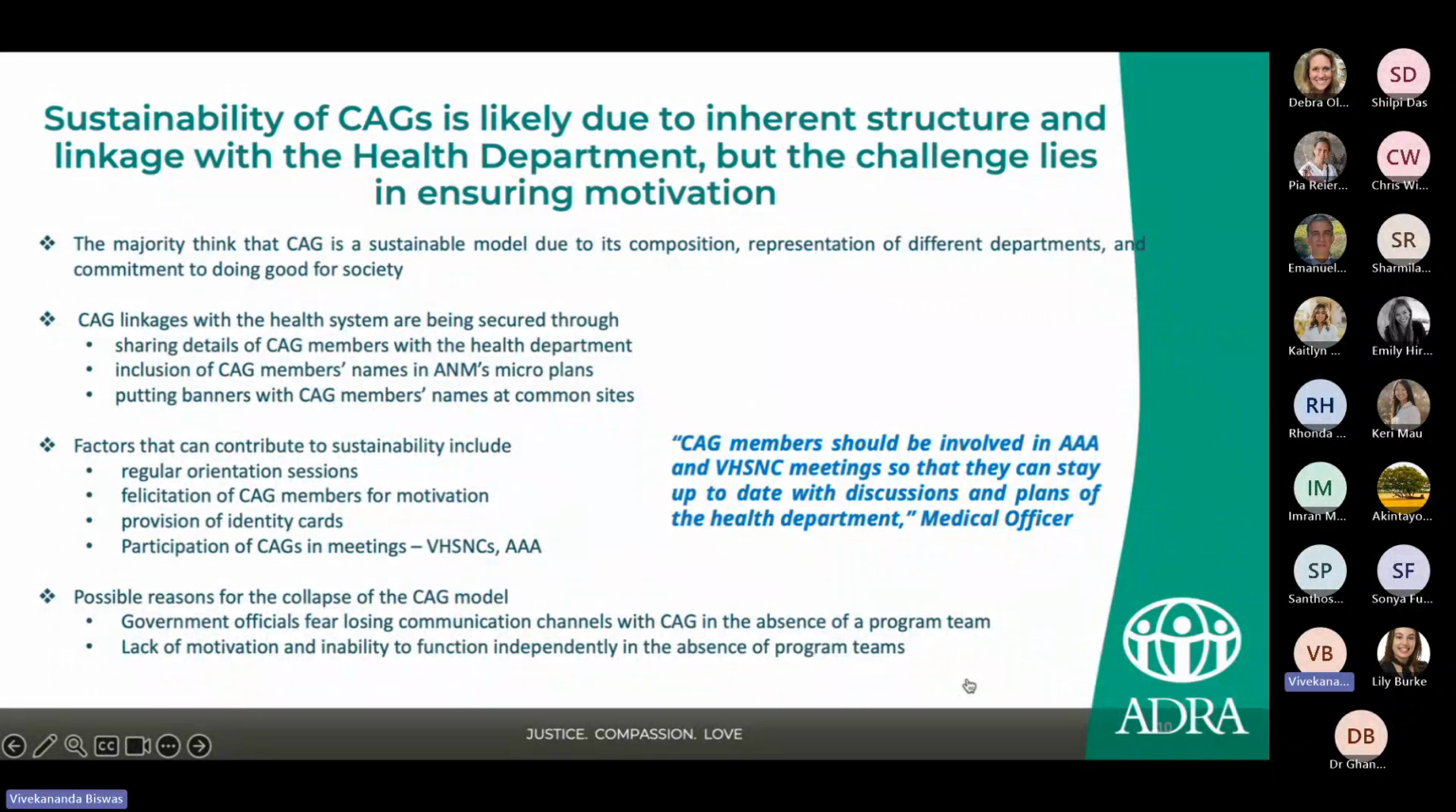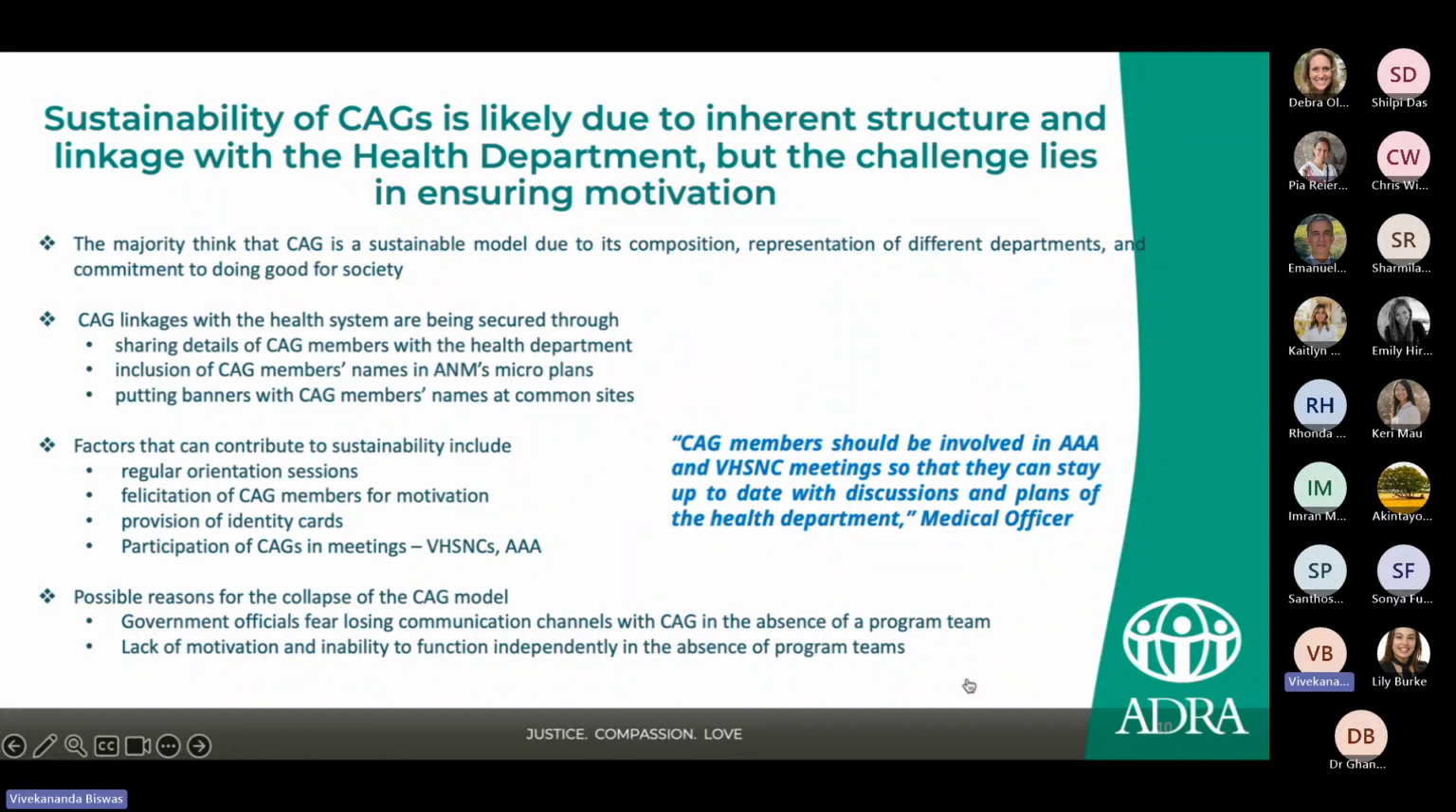So this is one of the important factors we found that could contribute to the sustainability, and also the participation of the CAG members in the various available platforms. Like in India, we have many platforms. Every month we have a meeting with the Village Health Sanitation and Nutrition Committee, in short the VHSNCs. Every month it is happening.